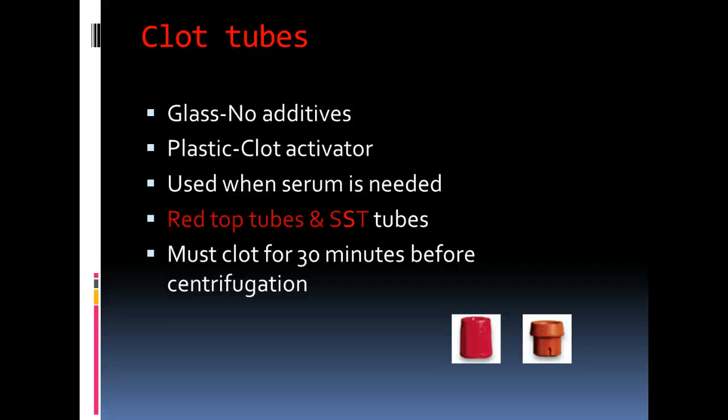Here are the red top tubes I talked about. They're usually glass and don't have any additives. They can be plastic and have a clotting activator to make them clot faster. We use these when serum is required. Sometimes we call them red top tubes, and sometimes they're called serum separator tubes if they have a gel in the middle, a silica type of gel. They have to clot for 30 minutes before we centrifuge them, which is why it's not ideal. Most doctors don't want to wait around an extra 30 minutes if they don't have to.